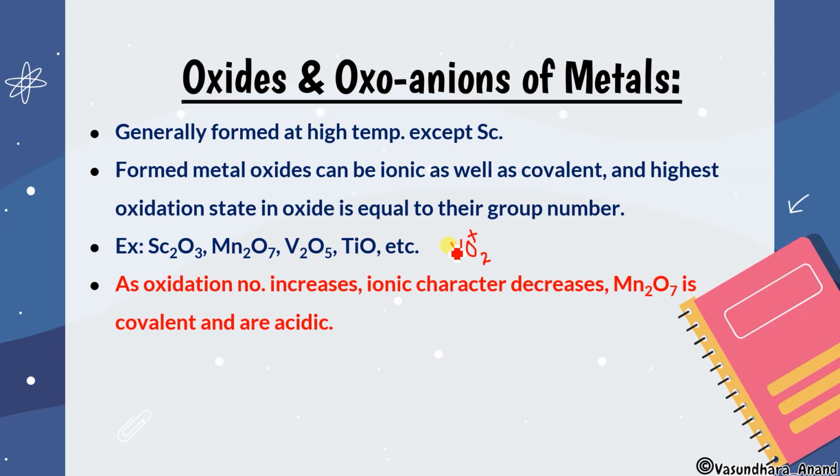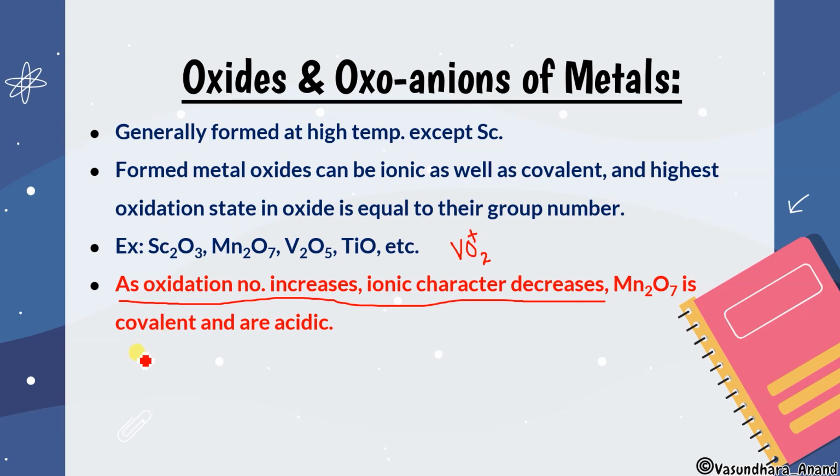As oxidation number increases, ionic character decreases, and we can easily say why according to Fajan's rule. More charge on the metal, it will be more covalent. So less charge, less covalent, that means more ionic. So as oxidation number, that means positive charge, increases, ionic character will decrease and covalent character will increase. So that's the reason that Mn2O7 is covalent. Got it? While MnO, Mn plus 2, is ionic.